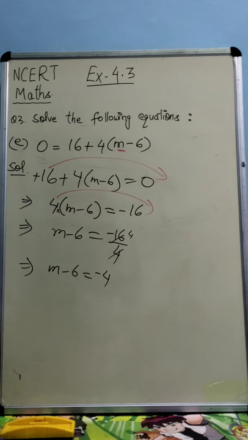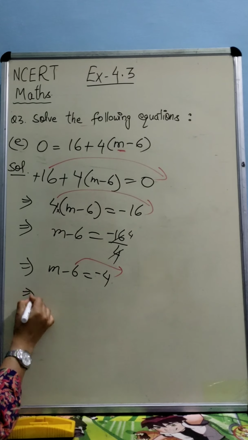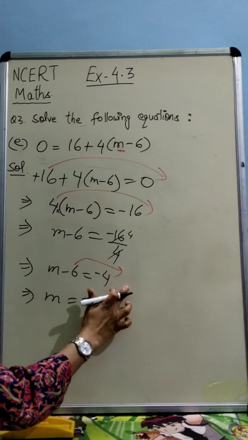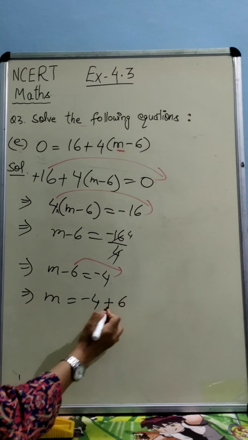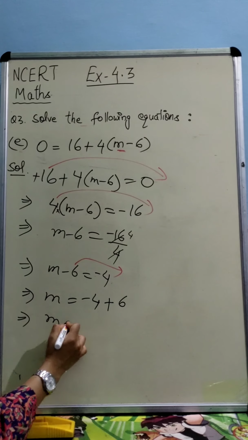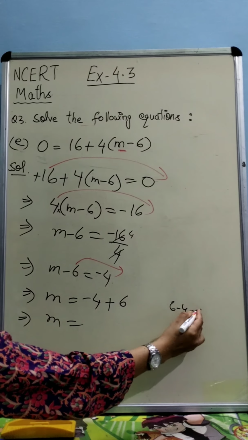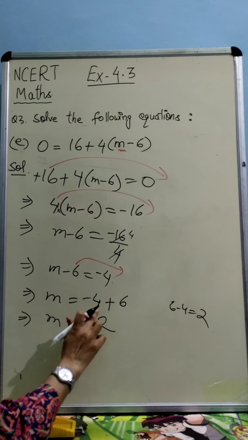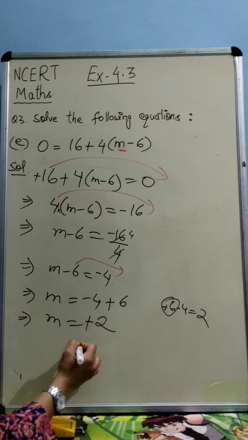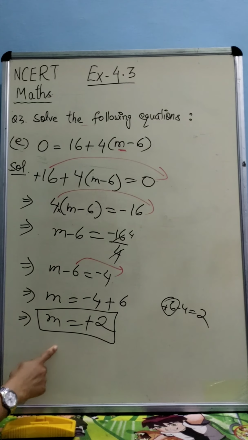Now we have to find the m. This 6 we will transpose. So what we will have? This minus 4 is already there. The 6 will be transposed and it will become plus 6. While transposing, the sign gets changed. So m is equal to what? Plus minus minus. And 6 minus 4 is 2. But the bigger number is 6, so it will have plus sign. So the value of m is plus 2.